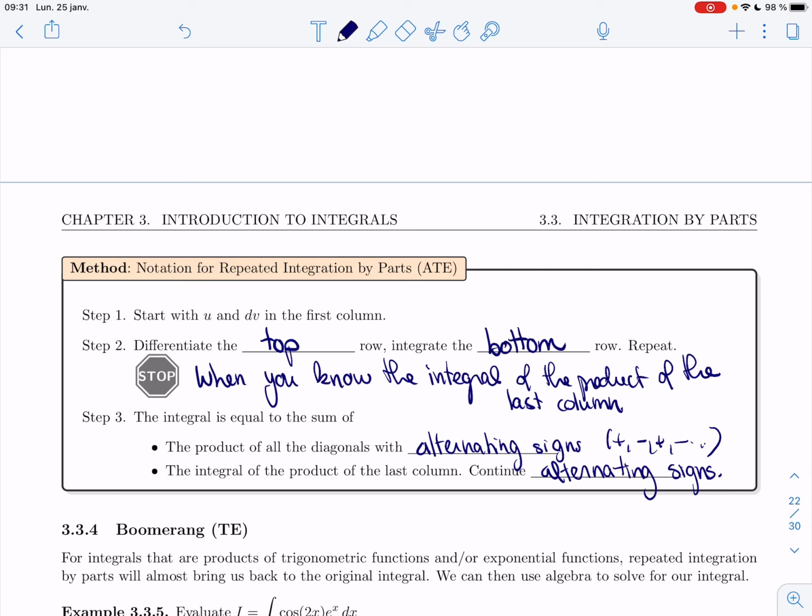All right, so in the next section, we'll talk about the special case where you have only trig and exponential. That's going to lead to something that we call the boomerang, and we'll use this method there as well for extra practice.